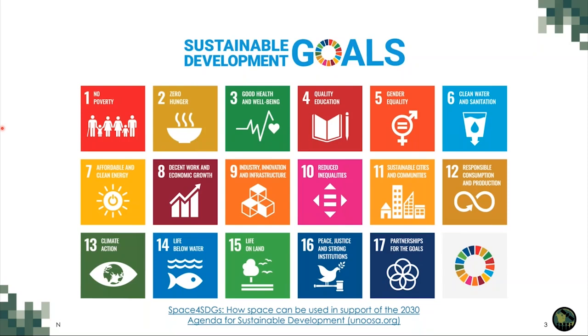So let me start with the slide that you have probably seen many, many times. This is the Sustainable Development Goals. And in those 17 Sustainable Development Goals, space is present almost everywhere. I would like to invite you to have a look at the UNOSA webpage, Space for SDGs, and see how space is being involved in the individual goals. Especially Earth observation is present in, for example, zero hunger, clean water and sanitation, life on land, life below water, so almost everywhere. But this was not the case in the beginning.